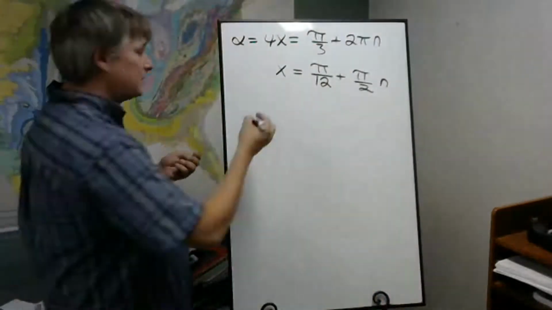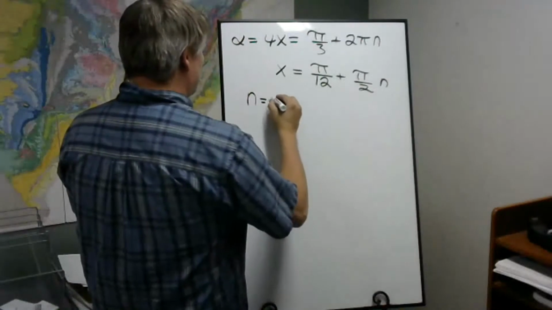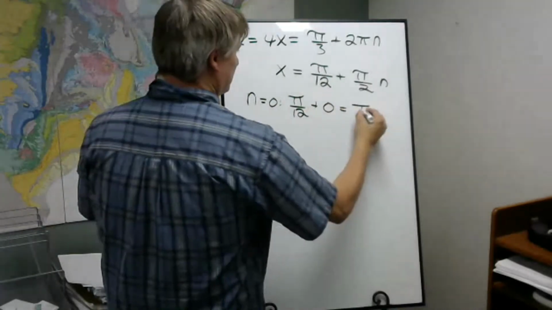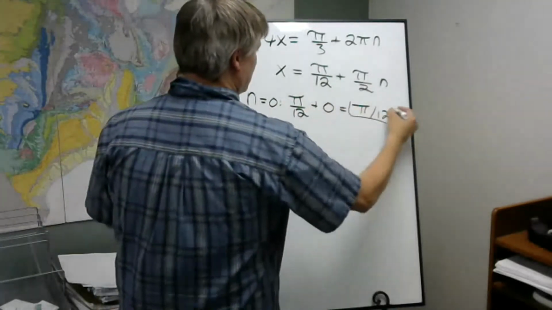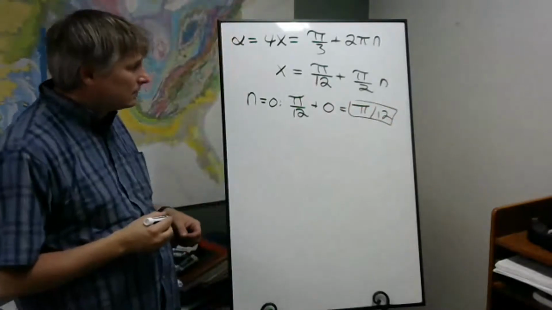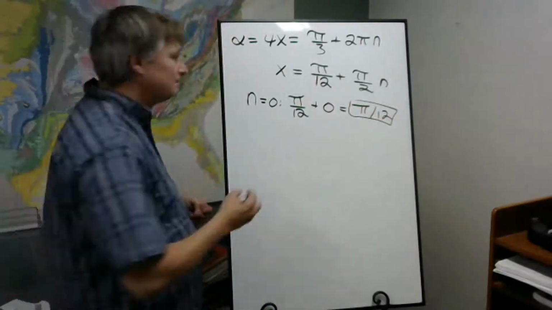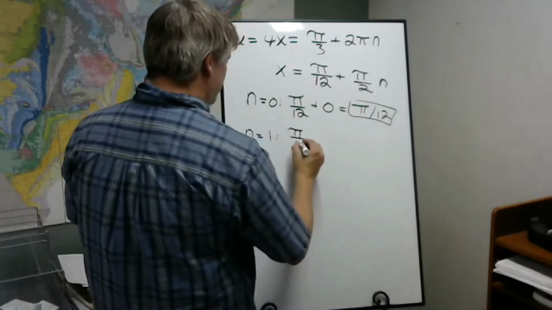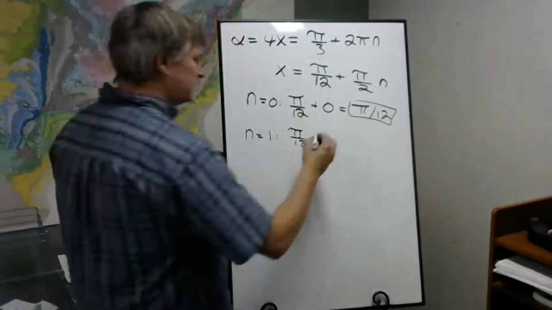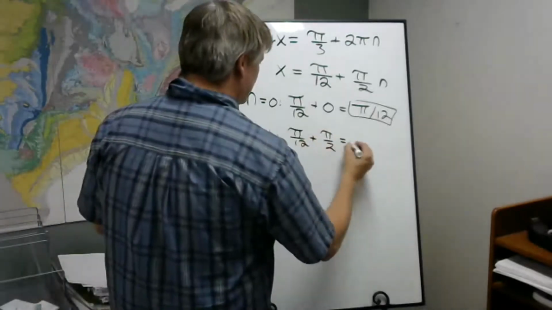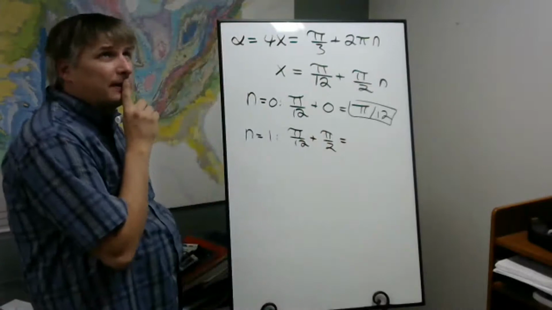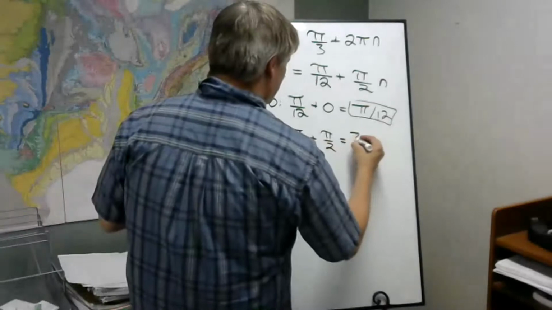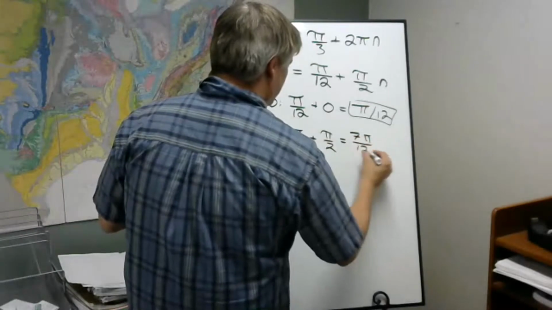So if we let n be 0, we get pi over 12 plus 0. That's one of our answers. Now let n be 1. Pi over 12. Now pi over 2 times 1 is pi over 2. If you add these together, common denominator would mean multiplying top and bottom by 6. So you would get 7 pi over 12.